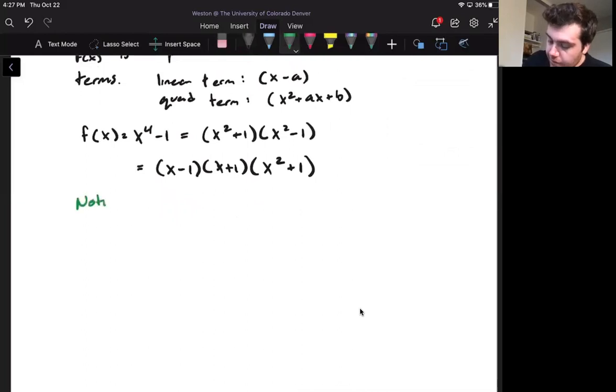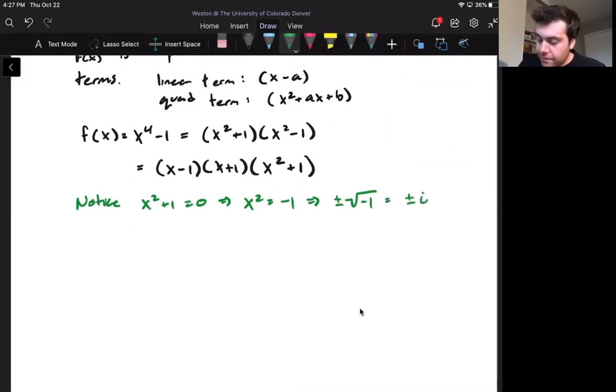So if we notice that x squared plus 1, we can find the zeros of it by just setting it equal to 0. So we have x squared equals negative 1. And that tells us that x is plus or minus the square root of negative 1, which is plus or minus i. And so that allows us to express our polynomial in full linear terms. f of x equals x minus 1, x plus 1, x minus i, x plus i.